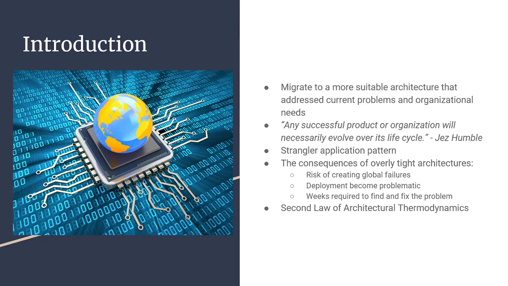And Jez Humble observed this phenomenon, saying that the architecture of any successful product or organization will necessarily evolve over its life cycle. Like everything on this planet, it evolves and it changes in order to adapt and survive.